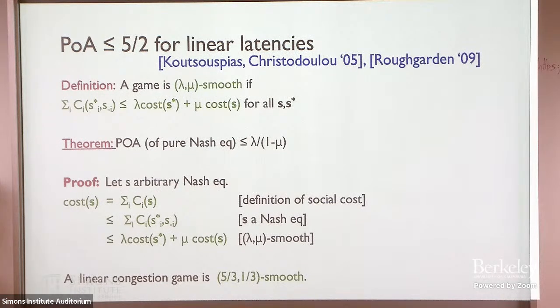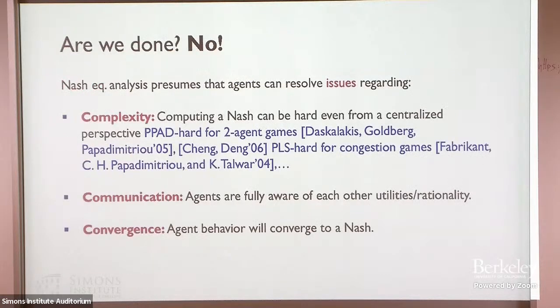Remember, S is a Nash equilibrium, and S prime could be the optimum state, or any state. So just by rearranging, you get the price of anarchy of lambda over 1 minus mu. And the particular case of linear congestion games is just a specific instantiation of this more general technique, for the case where lambda and mu have these 2 constants: 5 over 3, 1 over 3. Let me know if you have any questions at any point.